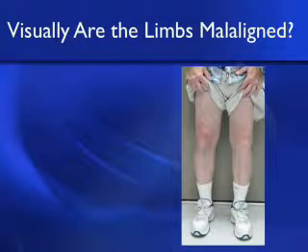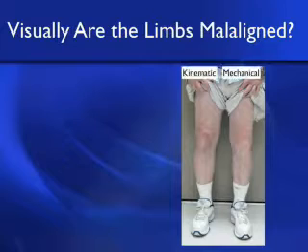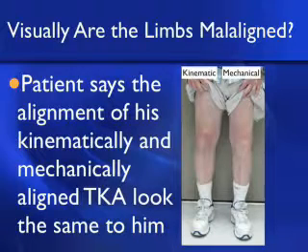So let's begin by looking at the patient's limbs and seeing whether they're malaligned. And you can see the kinematic limb on the left and the mechanical limb on the right. And if you ask the patient which knee looks straight to him, he thinks they both look just fine. So from the perspective of the patient, he thinks both knees look exactly the same, or the alignment of the limb looks exactly the same when he's standing up.